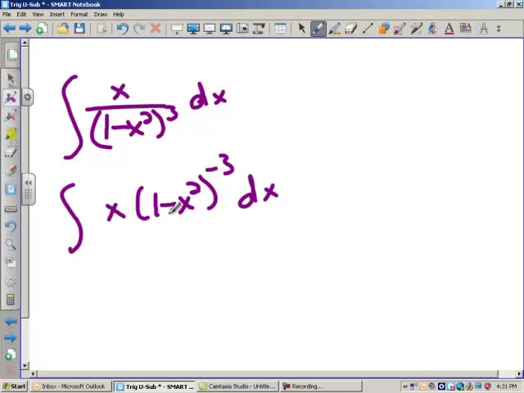Now if you think about this as your u, x is not a perfect inner derivative, but it's close. X to the first is involved with the derivative of 1 minus x squared, but we're missing some constants. So I'm going to go through u substitution here, and I'm going to let u equal 1 minus x squared. So that means that du dx is equal to negative 2x.